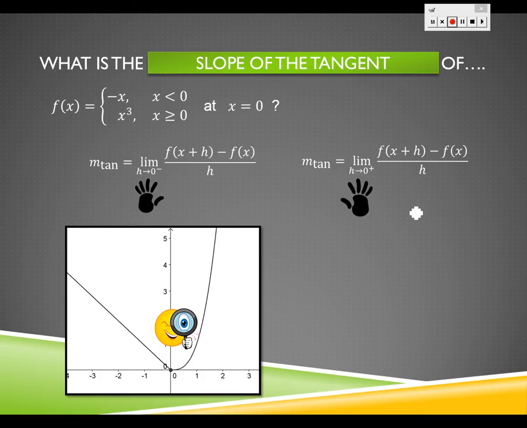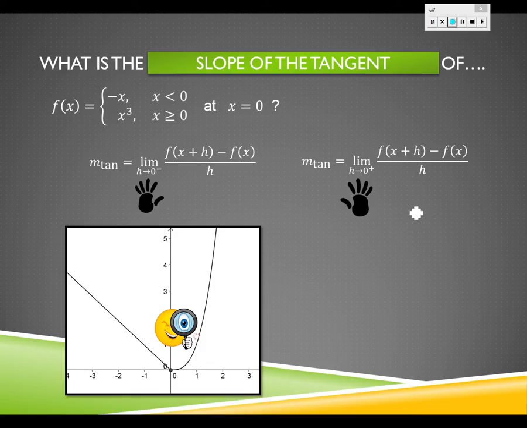This will be quite a bit more fun. From the right, we have a different function to use here, don't we? We have x plus h cubed minus x cubed over h. Are you feeling that second step? It's just a composition with x plus h plugged into the function, and then just normal f of x, right? You subtract carefully, watch your signs everywhere.